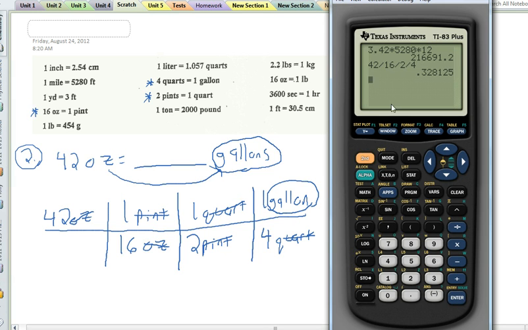We hit enter. The calculator tells us this number right here. We just have to put it in the correct number of significant figures. In this case, there were 2 significant figures in the initial value, so we have to round this to 2 significant figures. This would be 0.33 gallons.